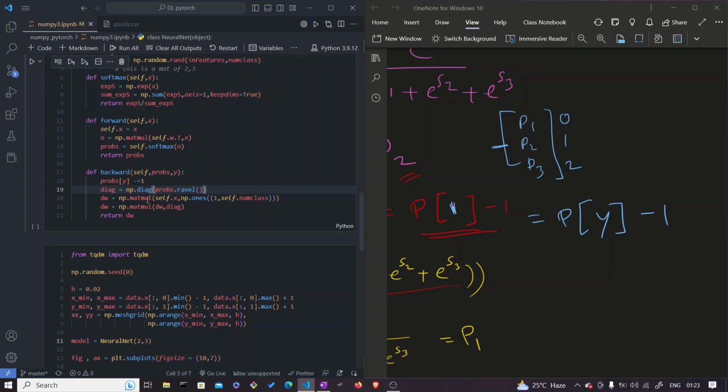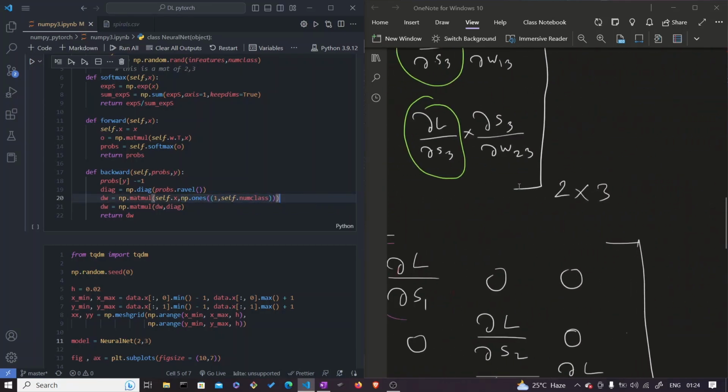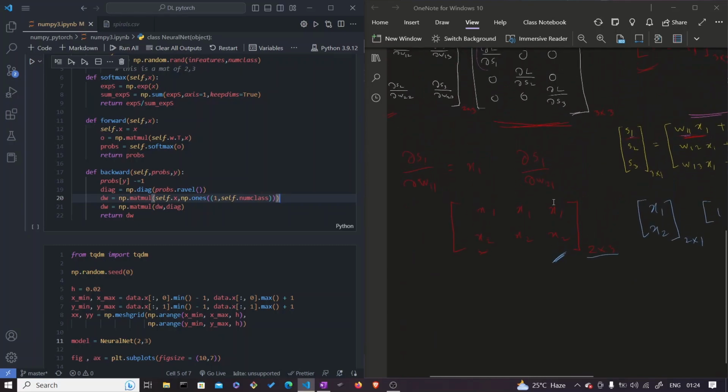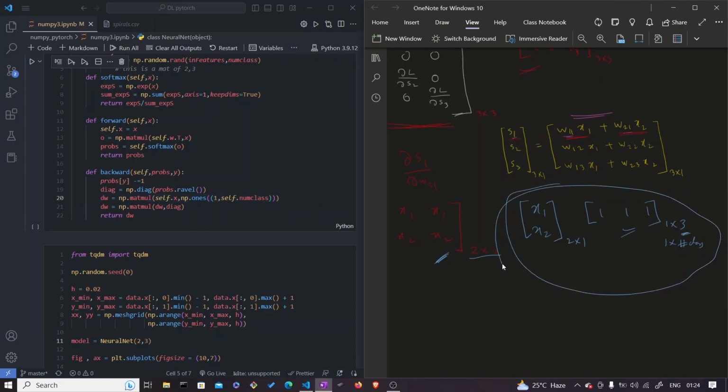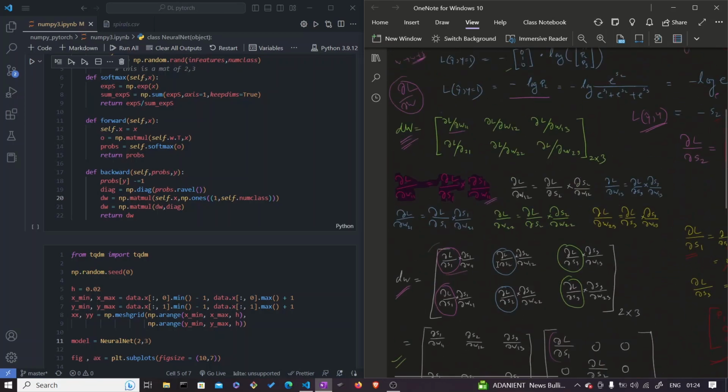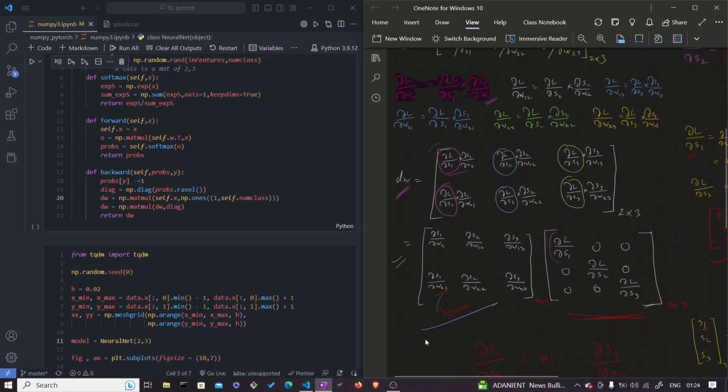And then after creating the diagonal matrix, I am doing one multiplication. First, I am multiplying self.x with np.ones, right? This is basically the implementation of, well, let me show you, this one. The line number 20 is the implementation of this one, right? np.ones will give you an array like this, and then you will multiply that with the x, you will get a matrix of 2 by 3. Okay. Now the next step is you multiply this entire matrix, which is nothing but your first matrix, this one.